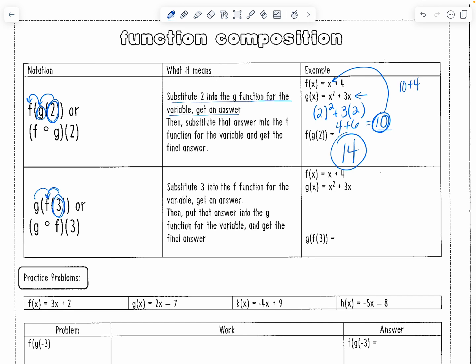So we're going to take 3, plug it into the f function, get an answer, and then take that answer and plug it into the g function. Over here, this is my f function, so 3 plus 4 gives me 7. Now I'm going to take this 7 and plug it into the other function, for x in each one of those. So 7 squared plus 3 times 7. Now I have 49 plus 21, which gives me 70. Again, we're starting with the innermost and working our way out, plugging those numbers into each of those functions.